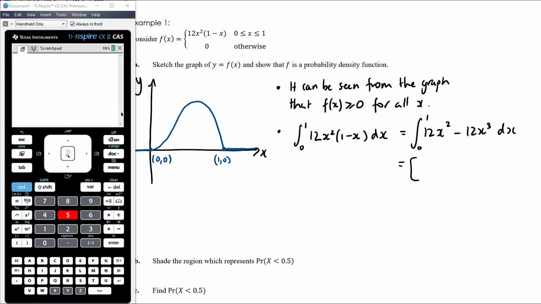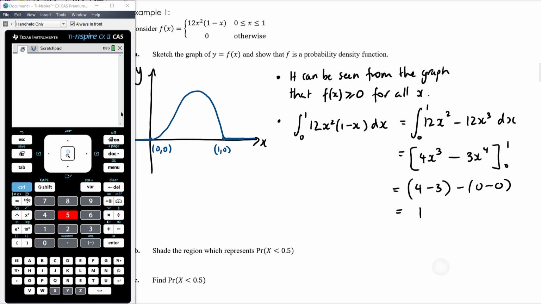Okay, antiderivative of 12x squared, add 1 to the power and divide by the power, which is why I've left the 12 in. I'm not going to get fractions because 12 divided by 3 is 4. Add 1 to the power is 4, divide by 4, so we get 3x to the power of 4. And we want that between 0 and 1. So that's going to be 4 minus 3, take away 0 minus 0, and so it is 1. Which means that the total area is 1. So that's the other condition for it being a probability density function.